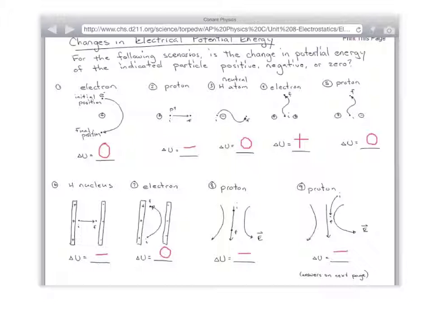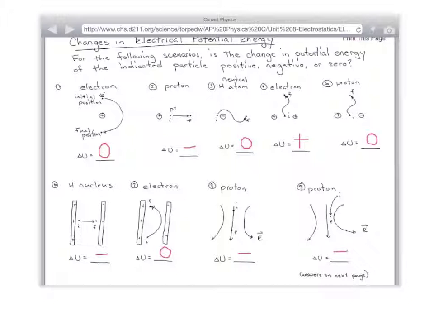So, 1, 3, 5 are all no change. Why is 1 no change? Same distance from the... Yeah. Ends up the same distance, so same voltage line, right? If you're on the same voltage line and you've got a charge moving from 6 volts to 6 volts, what's the change in voltage? 0. Nothing. And so no change in potential energy.